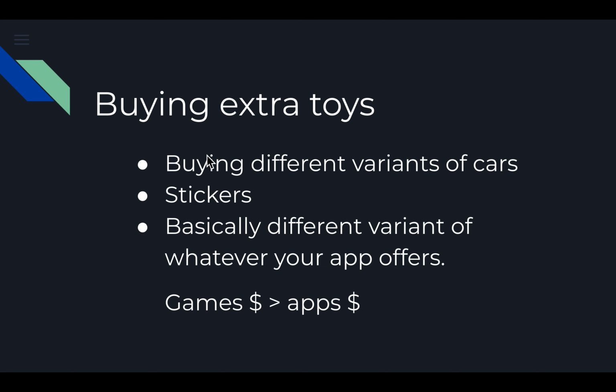The next one is buying extra toys. By toys, I mean whatever your app offers. For example, in the car racing game again, they can be offered the option to buy different kinds of cars. Let's say a red car, the user might prefer a blue car. You can offer them the option to buy a blue car, or a silver car, or one with giant wheels, whatever. Extra toys. That's what I mean.